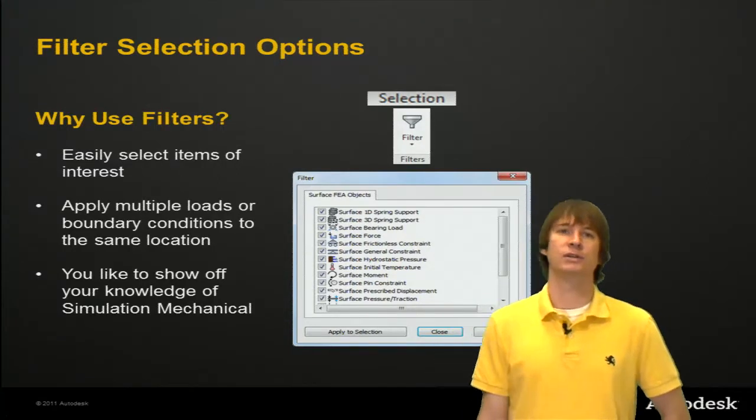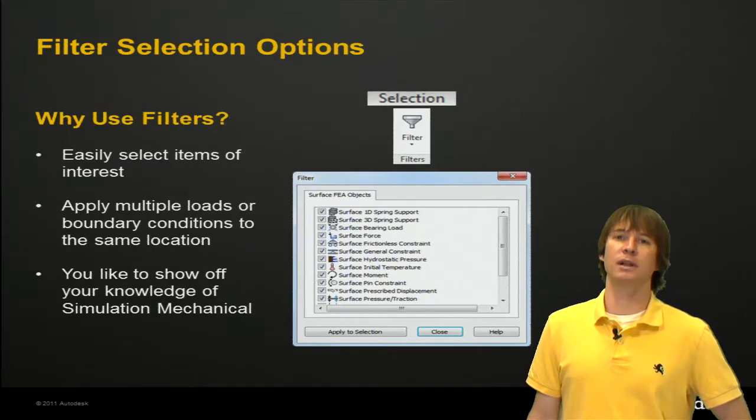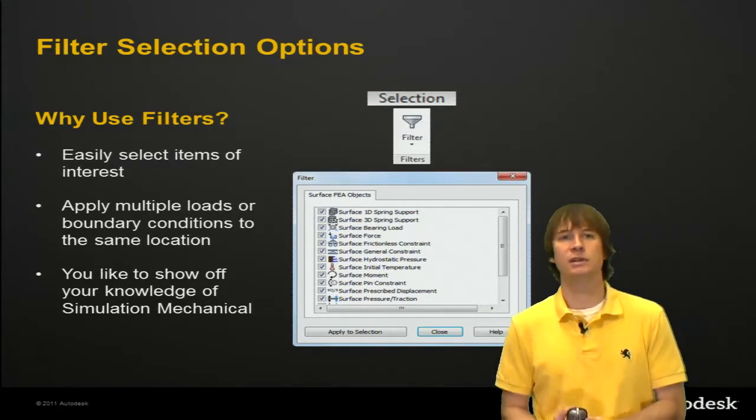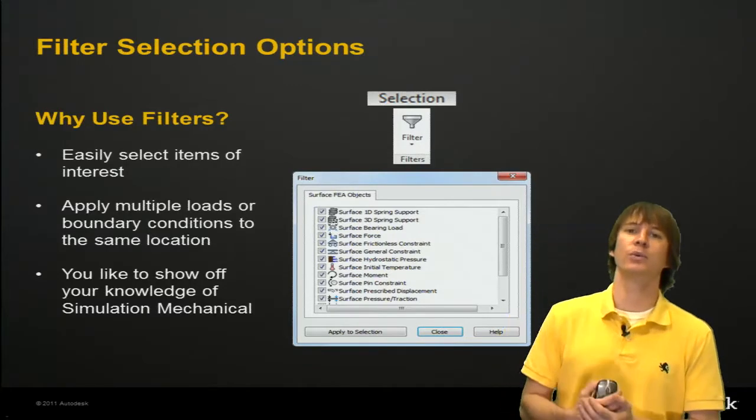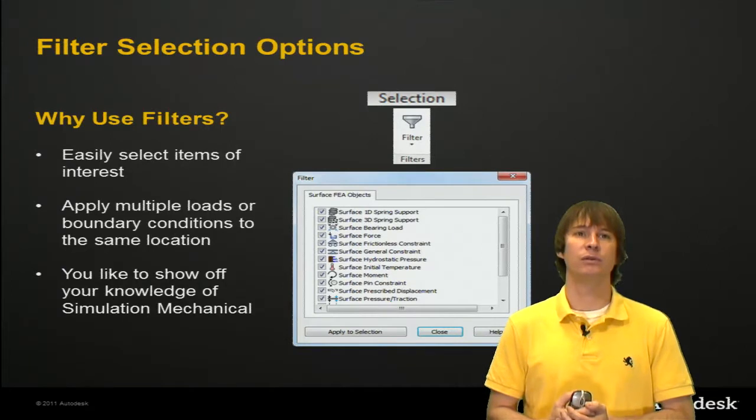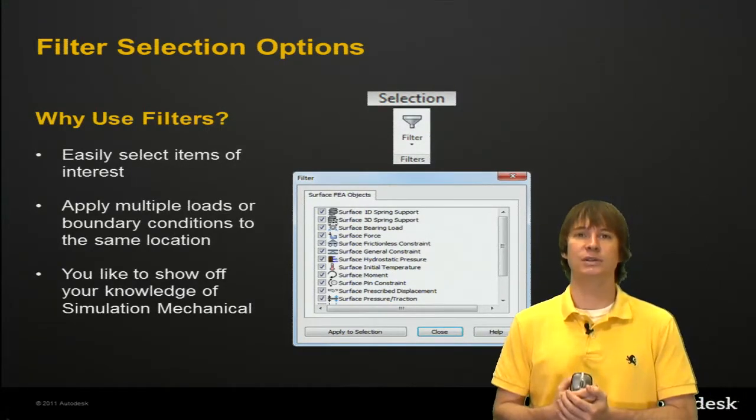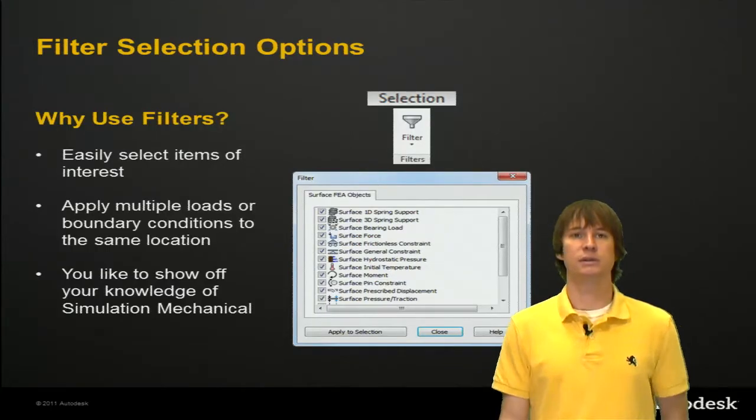Alright, so what is a filter selection option? Well, this is a way we can choose to not necessarily select all of the objects on the screen. Sometimes loads, boundary conditions, things like that get in the way. We don't necessarily want to pick them, we want the surface underneath them. Using filters is an easy way to avoid that problem. Let's jump into the software and see how this is done and see the benefits that it provides us.